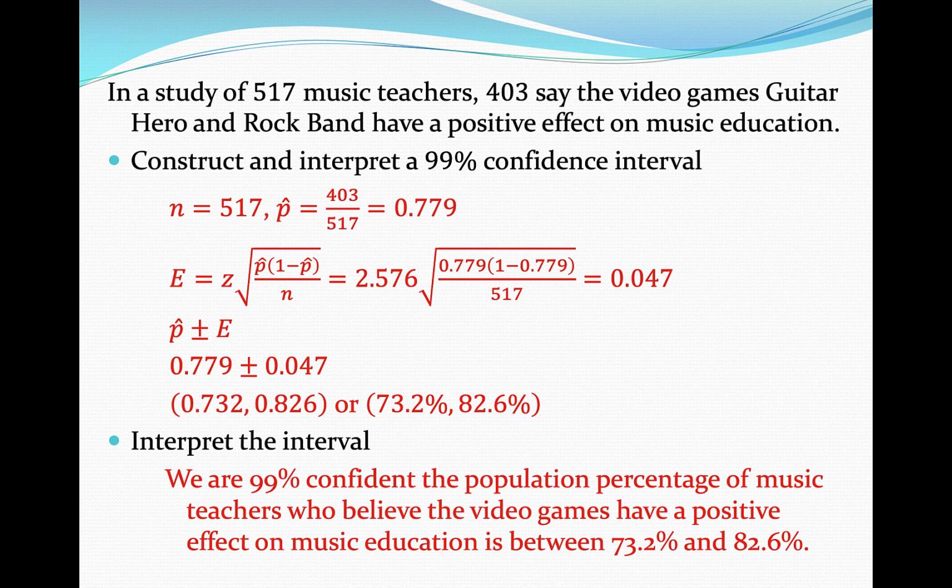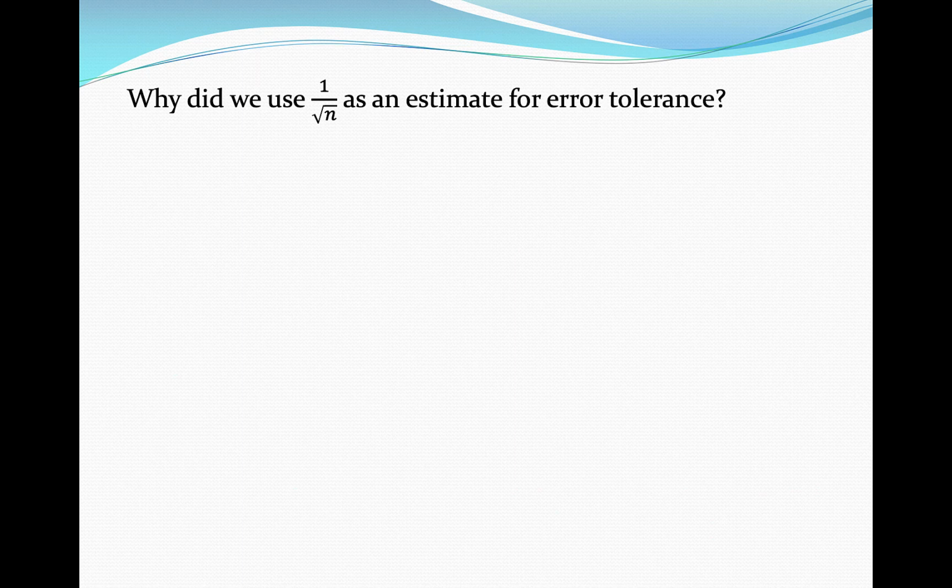I just want to show you, since we talked about 1 over square root of n at the beginning of the class, where that formula comes from. Not that you really have to know this. I would never ask you to show me this, but I do just want to show you where that 1 over square root of n comes from in case anyone's interested. So why did we use 1 over square root of n to estimate error tolerance for a proportion?